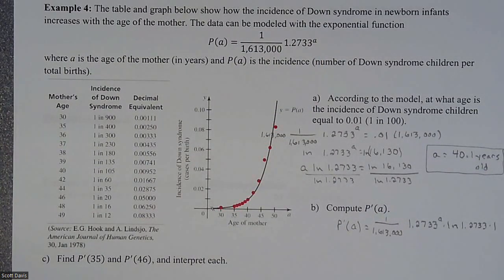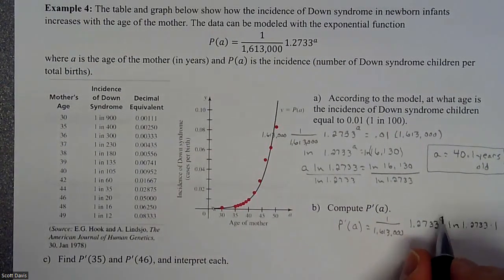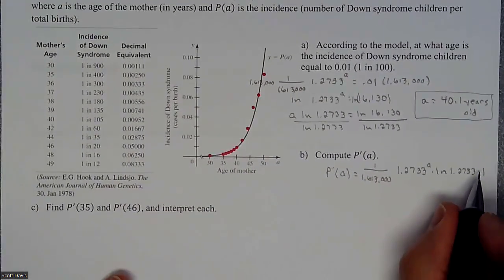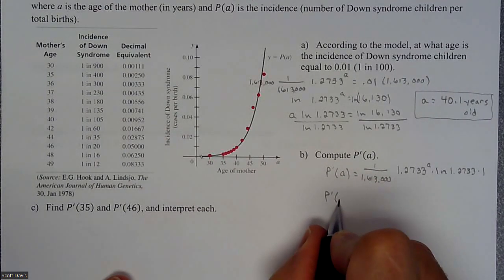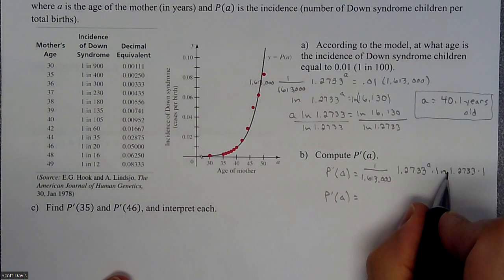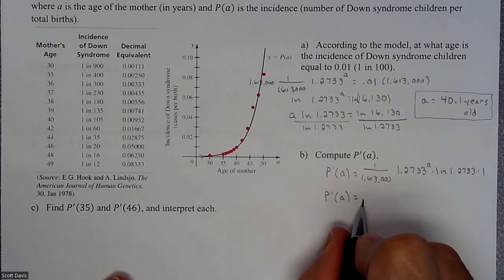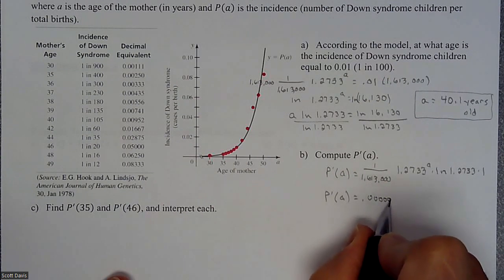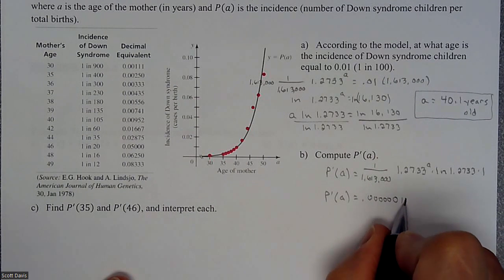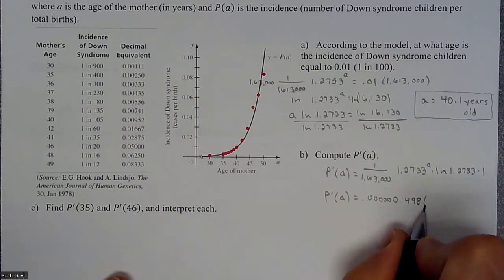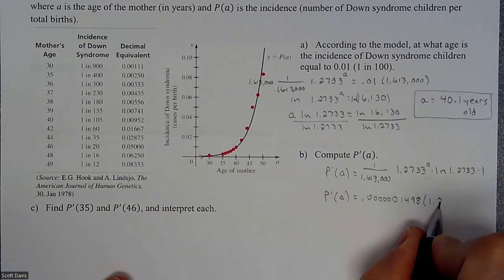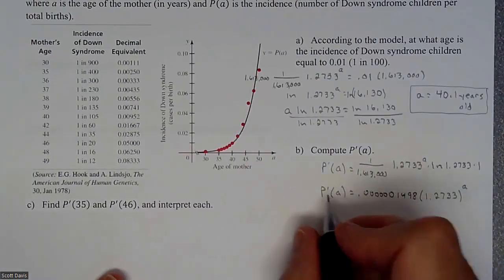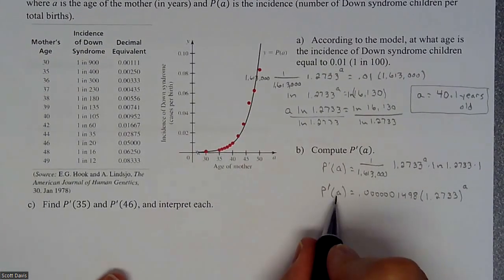All right, so if I put all of that together, really I'm just going to take this fraction times this natural log times 1, which isn't really going to do anything. If I multiply the natural log of that times that, we're going to get a really, really small decimal. So 0.000001498 times 1.2733 to the power of A. So that is our slope equation. That's going to be our rate of change depending upon the age.